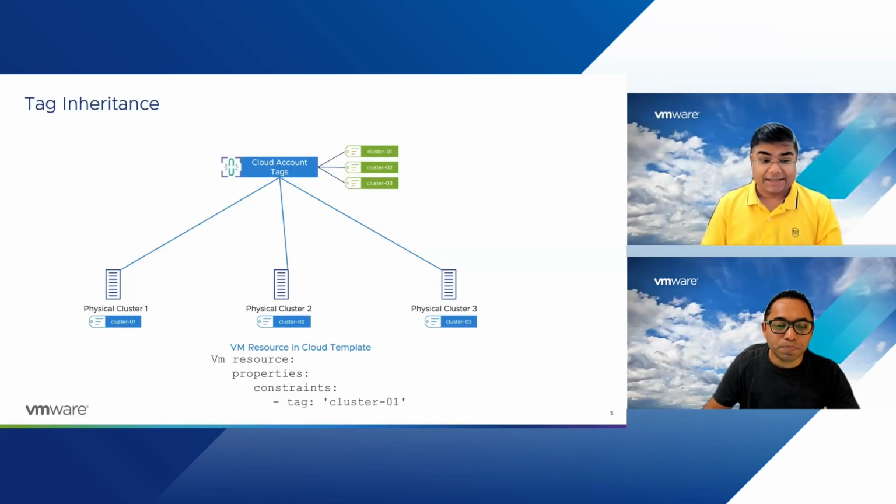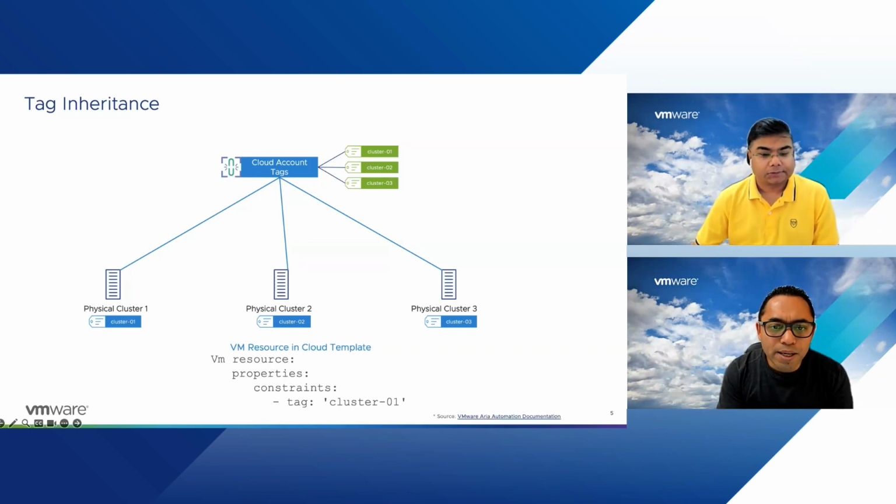Got it. Yes. So if you mention a VM resource with cluster 01, it can land on any one of the physical clusters. So this is a scenario which you should keep in mind while doing tagging. Okay, so then how do tags help in deciding the actual placement of VMs?